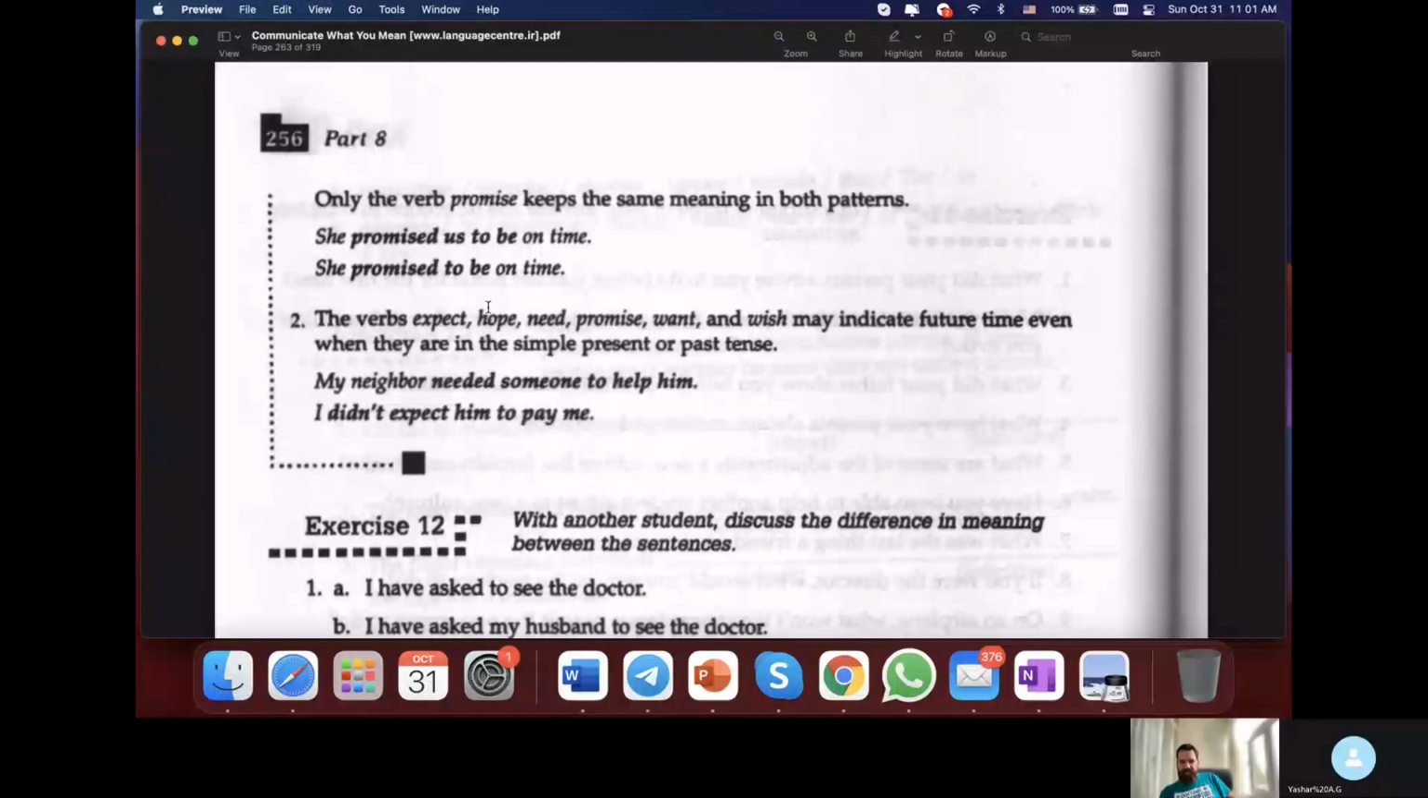The verbs expect, hope, need, promise, want, and wish may indicate future time, even when they are in the simple present.